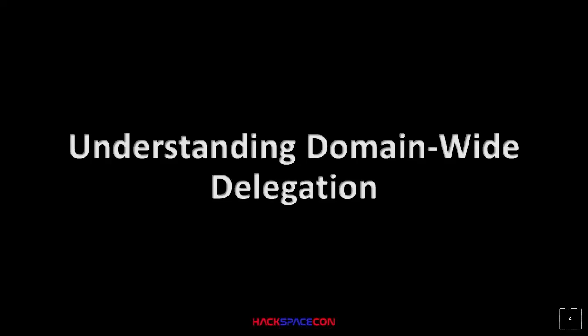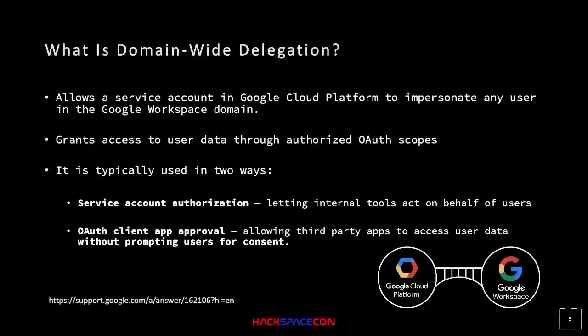So understanding domain-wide delegation. What is it, right? In a nutshell, it is a setting in Google Workspace that allows a service account to impersonate users in Google Workspace, depending on the OAuth scope that you give it. And so it is very permissive. It's typically used in 2 different ways. First, service account authorization, so letting internal tools act on behalf of users. Let's say you have some kind of automation workflow, you want your service account to do something automatically. Domain-wide delegation is a solution for that. And we'll visit some use cases that a company would normally have in the next slide.